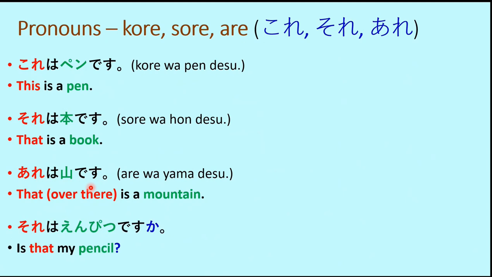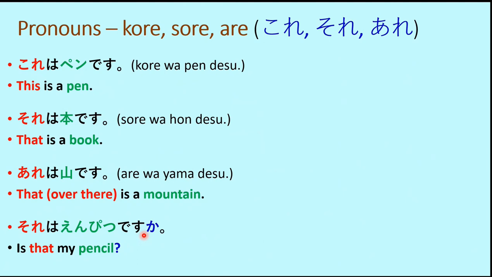Then kore, sore, are may also be used in interrogative sentences. Is that my pencil? Sore wa enpitsu desu ka? Or maybe it will be, is that a pencil? It's not, is that my pencil? It should be, is that a pencil? Sore wa enpitsu desu ka?